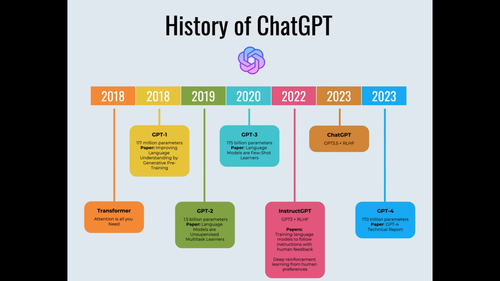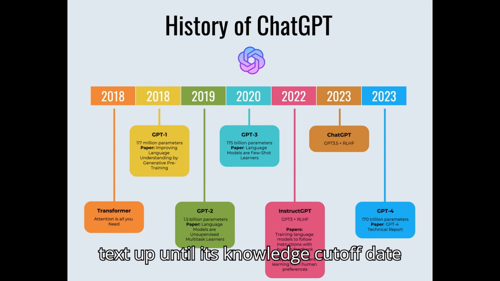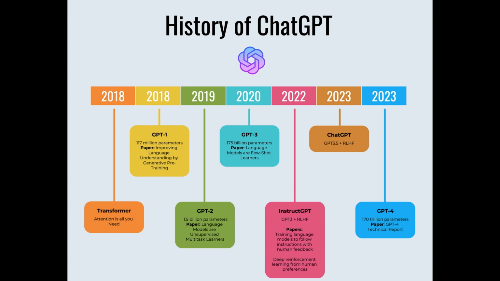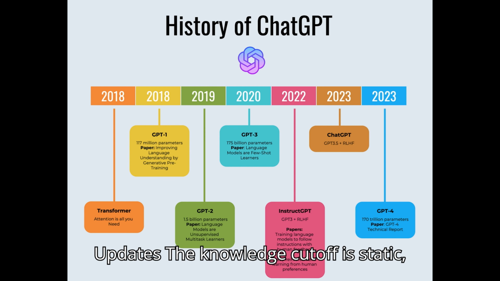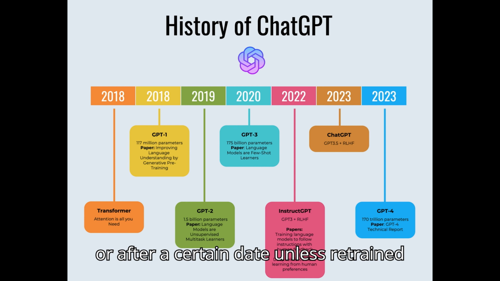Training data. ChatGPT. Data scope: trained on a diverse range of Internet text up until its knowledge cutoff date. Updates: the knowledge cutoff is static, meaning it does not update in real time or after a certain date unless retrained.